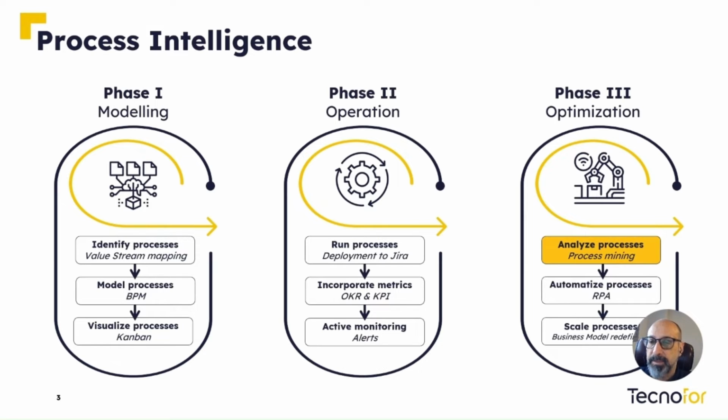The last phase is the optimization phase, in which I know my system is operating, is running, but I need to understand if I can optimize it and get the most of the results that I have. And here we have some phases, like analyzing processes. The final result will be probably automating some of the processes that I have through RPA, or scale my processes and try to redefine them again.